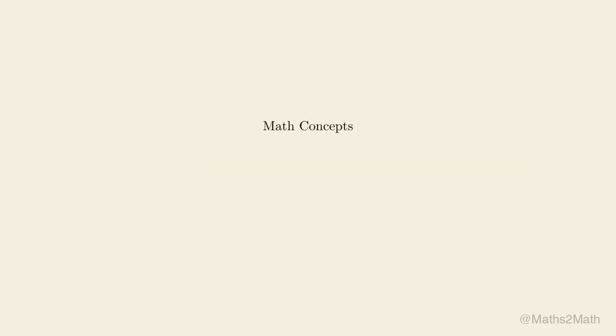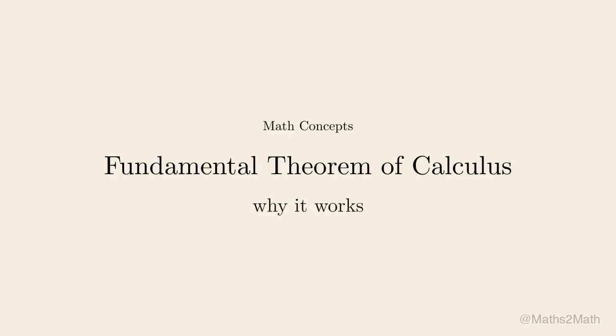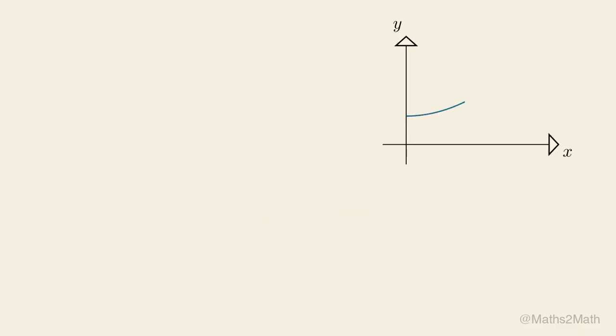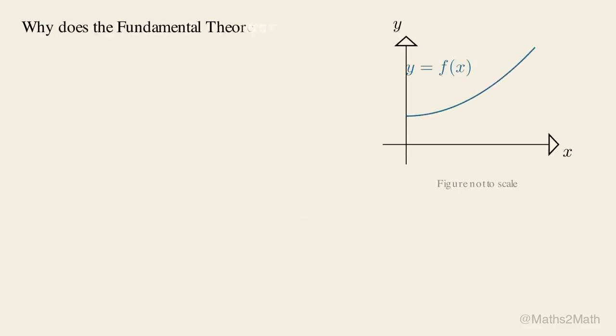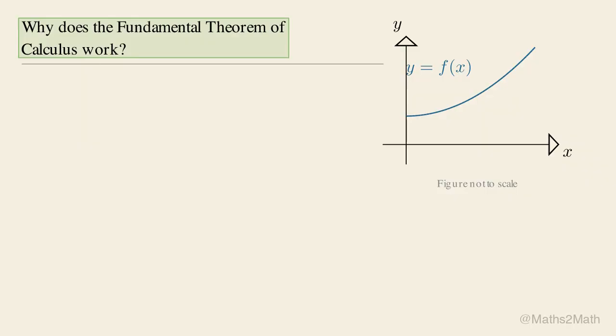In this video, we see why the fundamental theorem of calculus works, how accumulated area and rate of change turn out to be two sides of the same coin. Why does the fundamental theorem of calculus actually work? Today we watch slopes and areas, two total strangers, turn out to be the same story told twice.